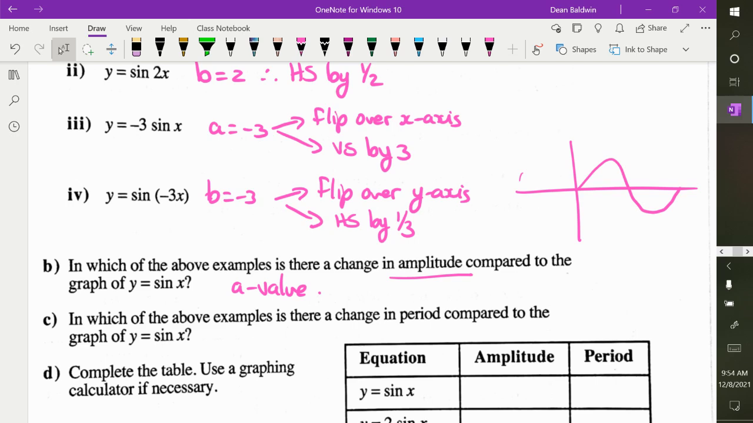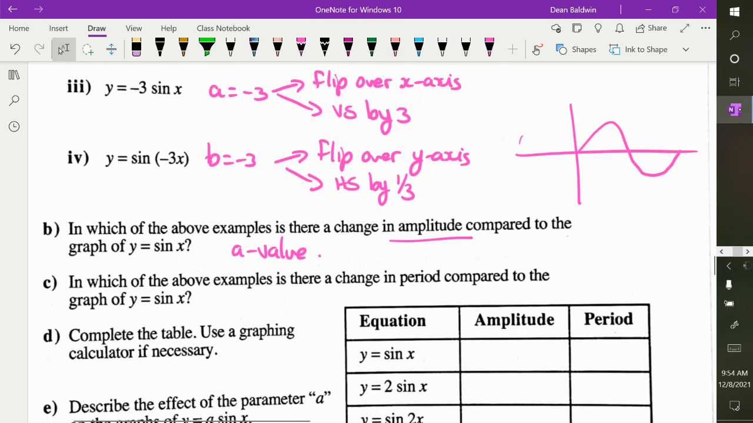Which of the above examples is there a change in the period? So what is going to change the period? Now, what is the period of a graph? Yeah, so one complete cycle or the graph peak to peak. The only thing that's going to change the period is if you move it this way. So that's going to be the b values.